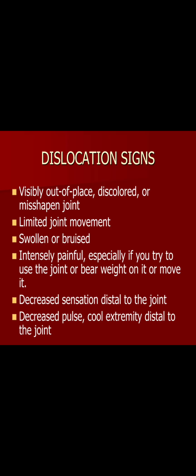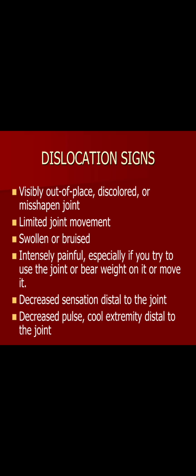Dislocation signs: we see a joint visibly out of place, discolored or misshapen. We see this with our naked eyes. If the patient comes to the emergency, you do not say go and do an x-ray. First of all, you have to do a physical examination, then you see whether the joint is visibly out of place. In the next slides, we see different pictures showing dislocation. It will show discolored areas, yellow or bluish, due to incomplete circulation. The joint may be misshapen in some cases.